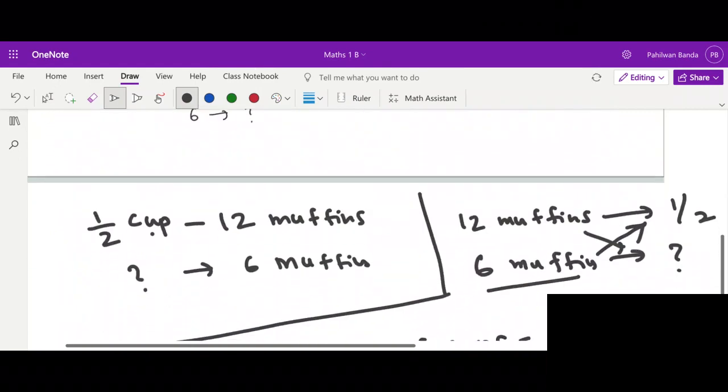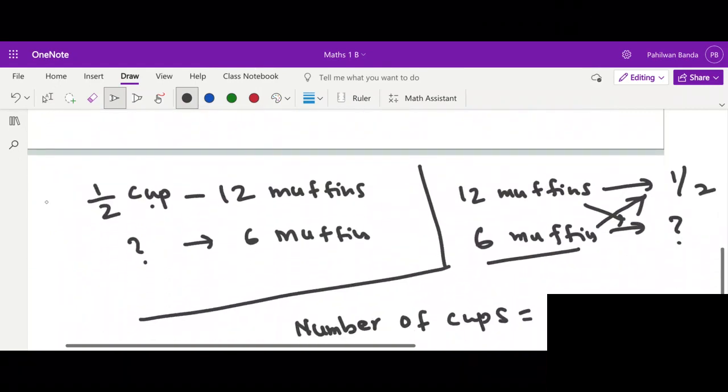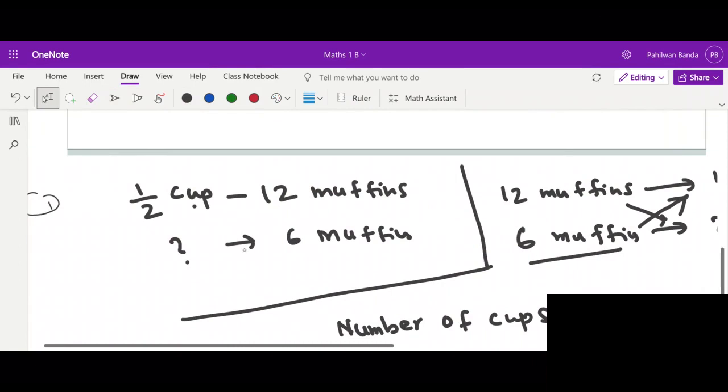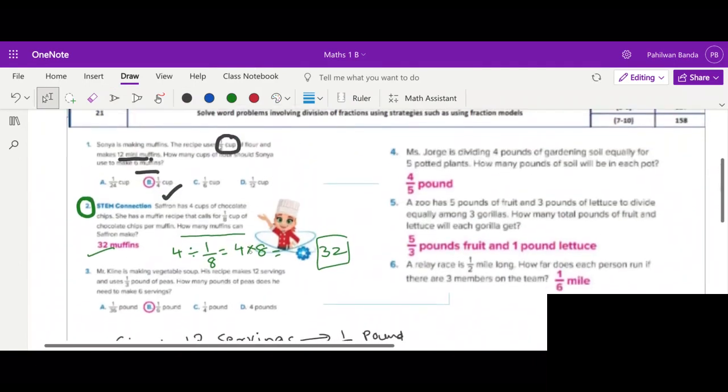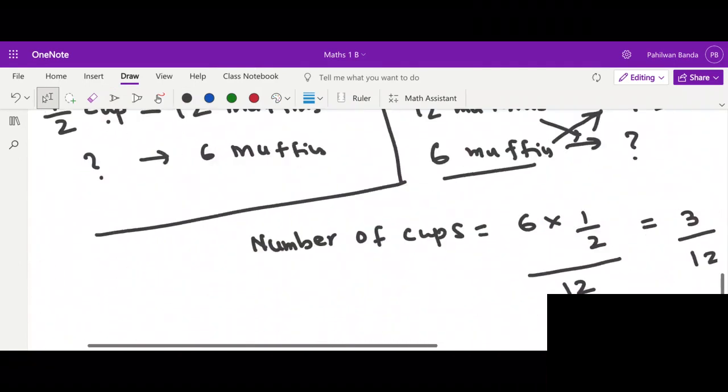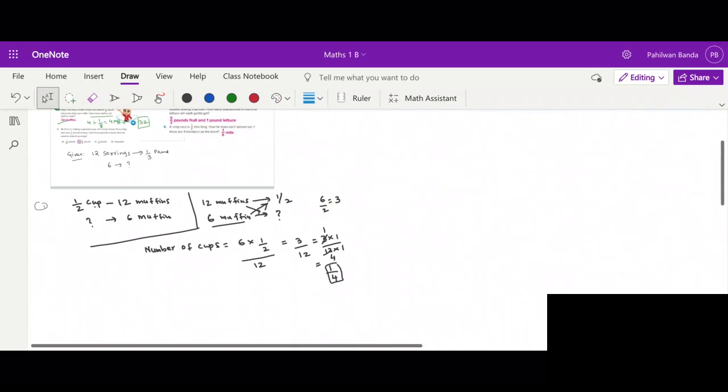So we discussed just now in the first question. This was the first question, right? Question number 1. Now question number 3 is just similar to question number 1.